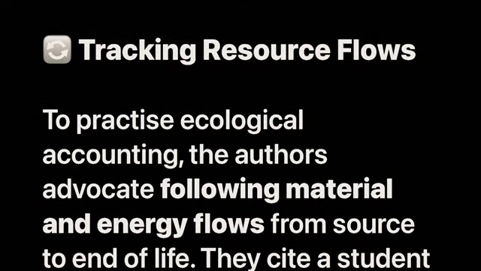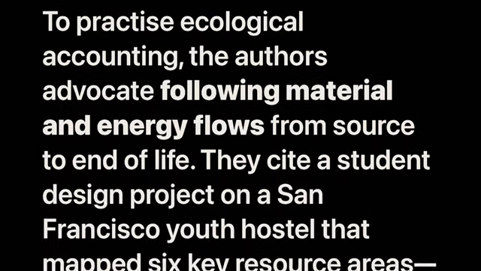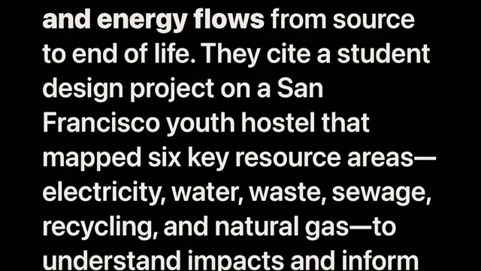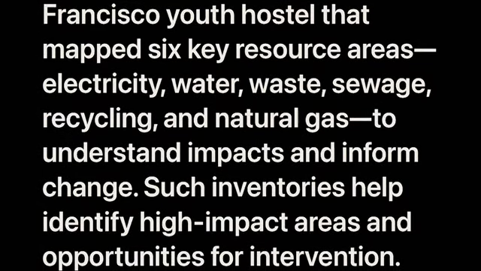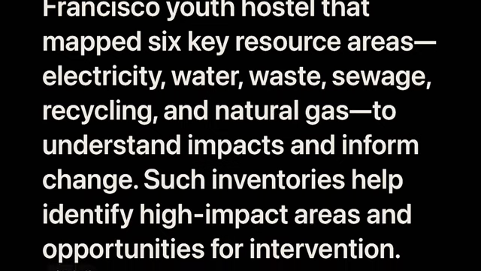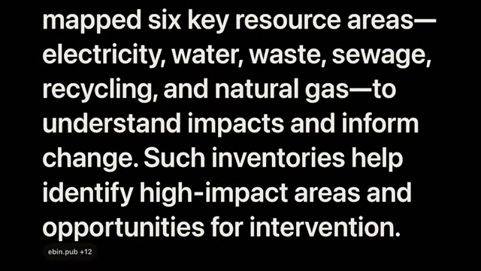Tracking resource flows. To practice ecological accounting, the authors advocate following material and energy flows from source to end of life. They cite a student design project on a San Francisco youth hostel that mapped 6 key resource areas: electricity, water, waste, sewage, recycling, and natural gas, to understand impacts and inform change. Such inventories help identify high-impact areas and opportunities for intervention.